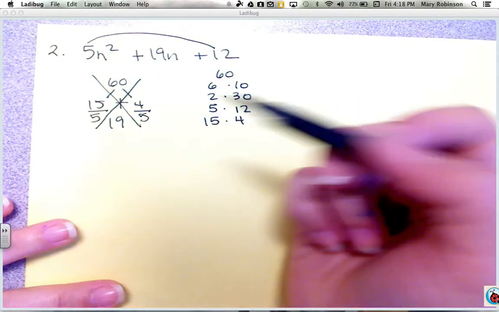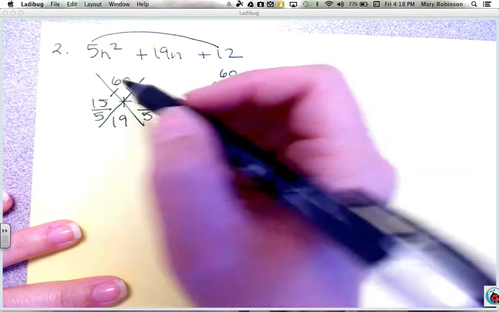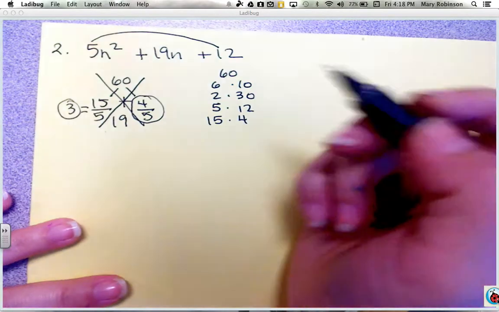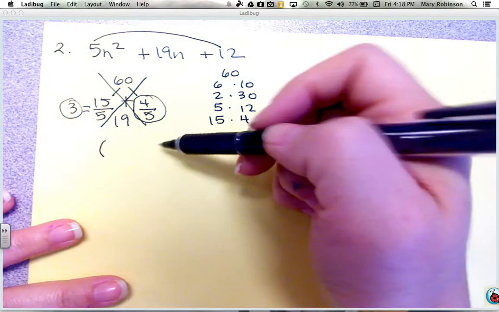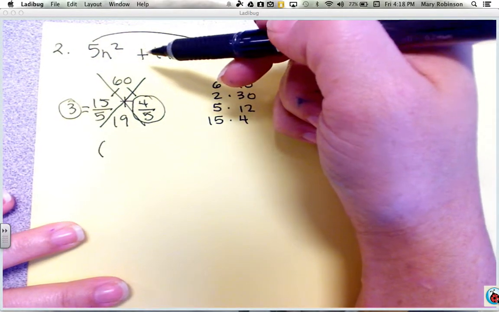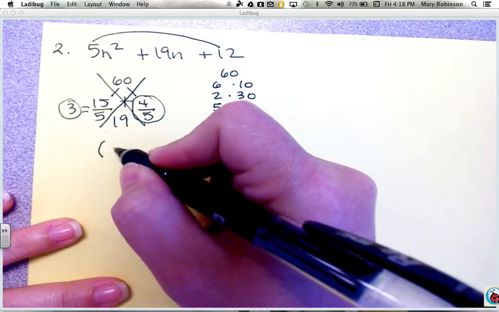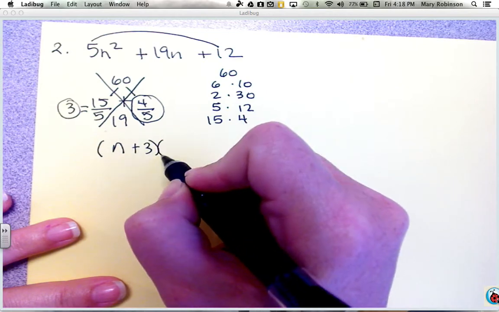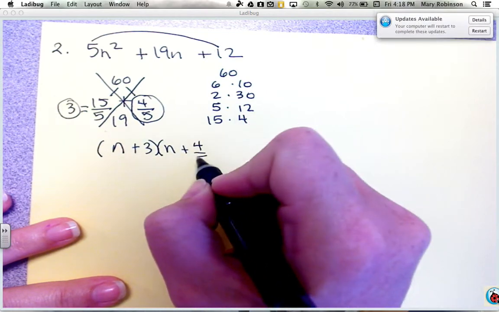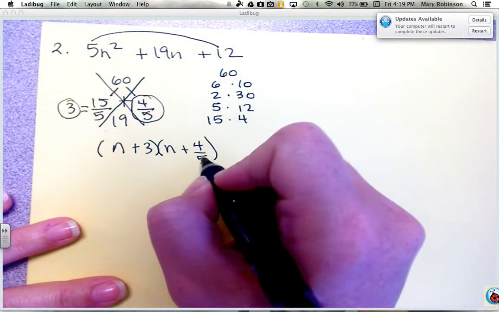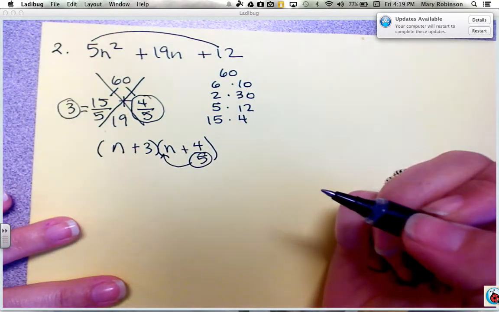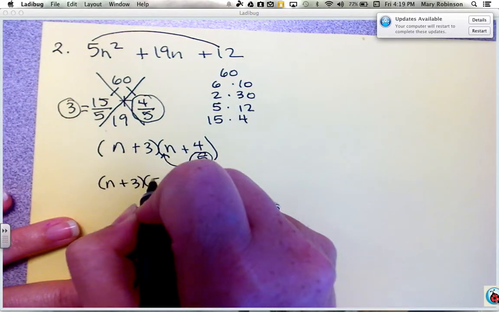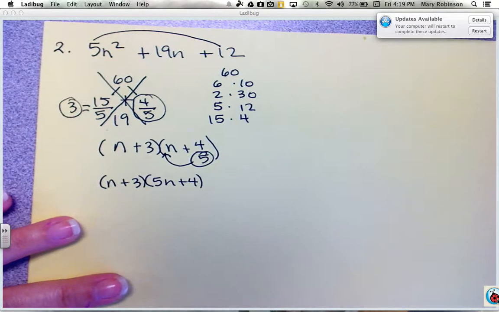I'm going to reduce either of these that can be. 4/5 cannot be reduced, but 15/5 can be reduced to 3. So I'm going to take these values and create my factors, being sure to use the same variable that's in my original expression. So I'm going to have n, and because 3 is positive, n plus 3, and n plus 4/5. Now I implement my bottoms up and take the denominator and move it in front. So I'll have n plus 3 times 5n plus 4.